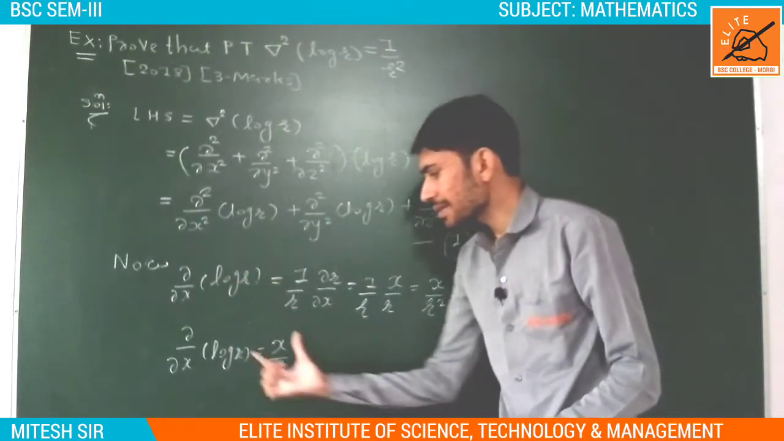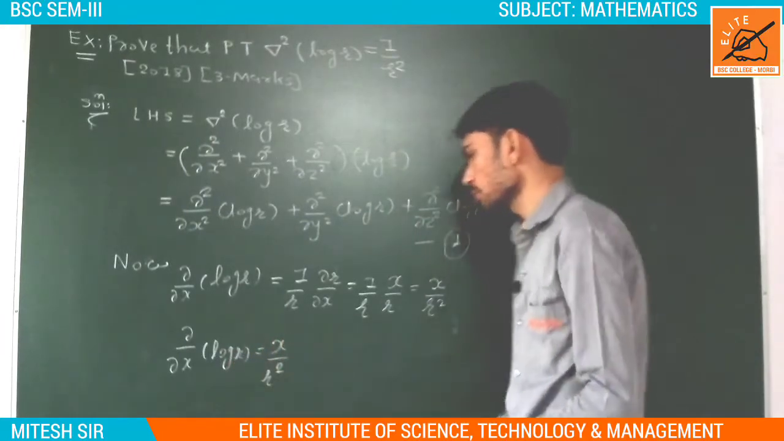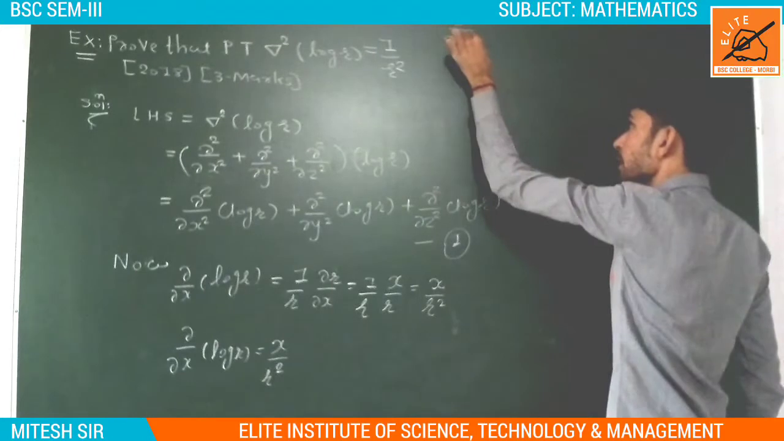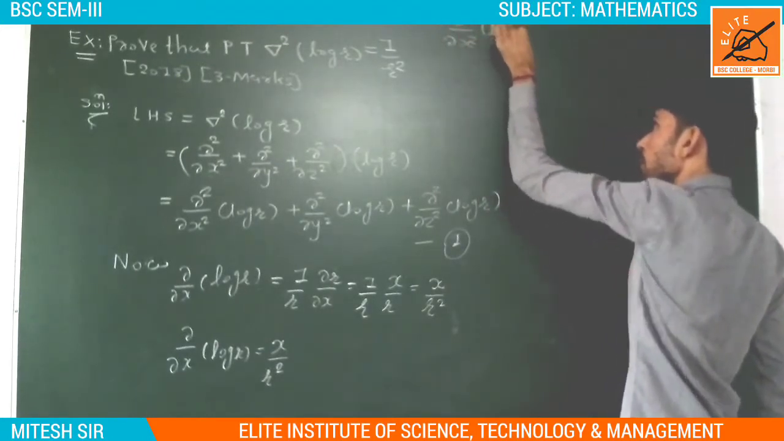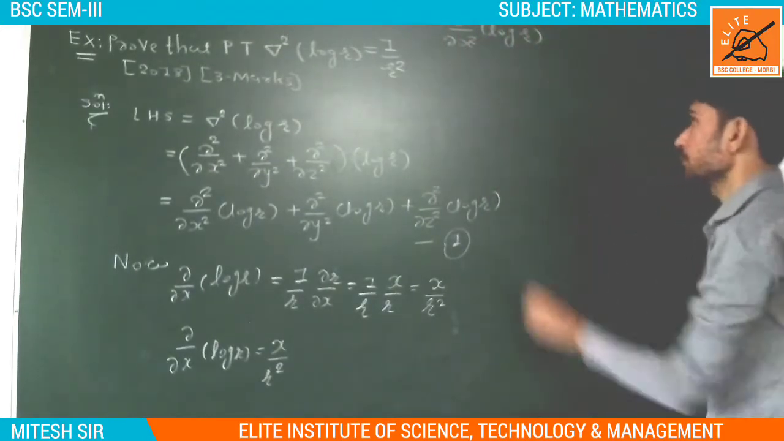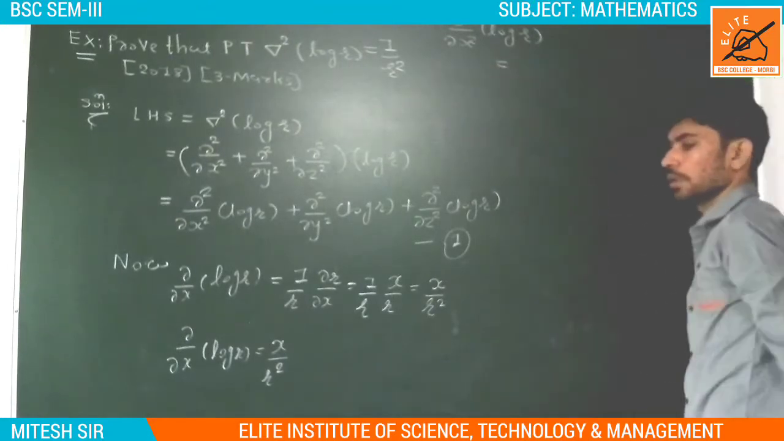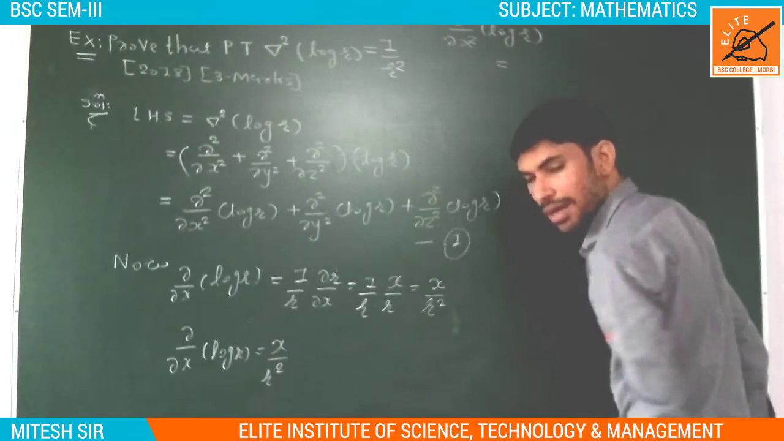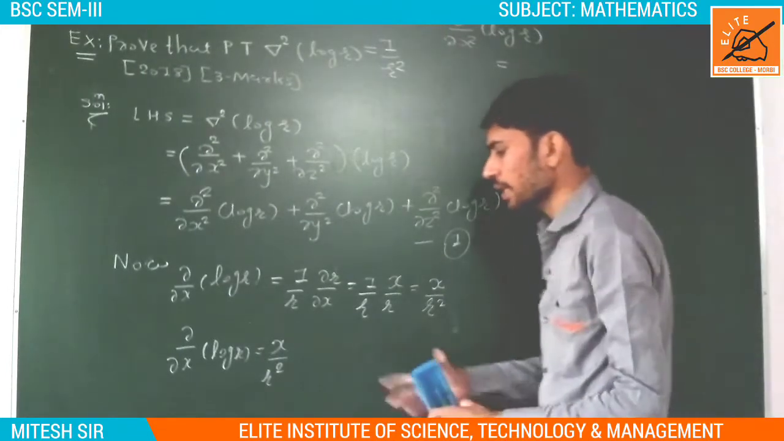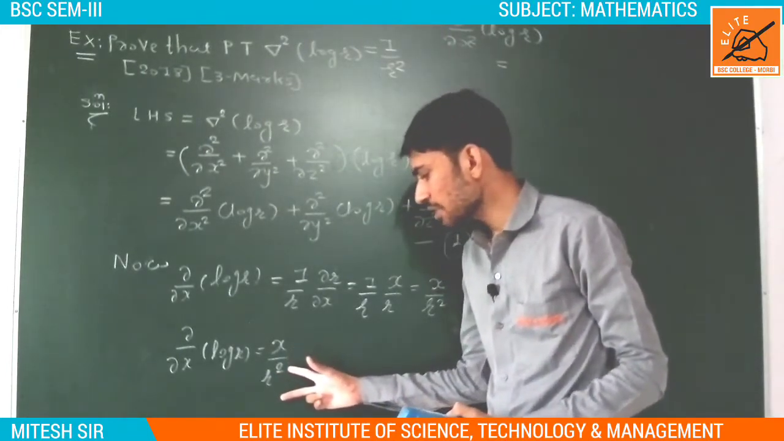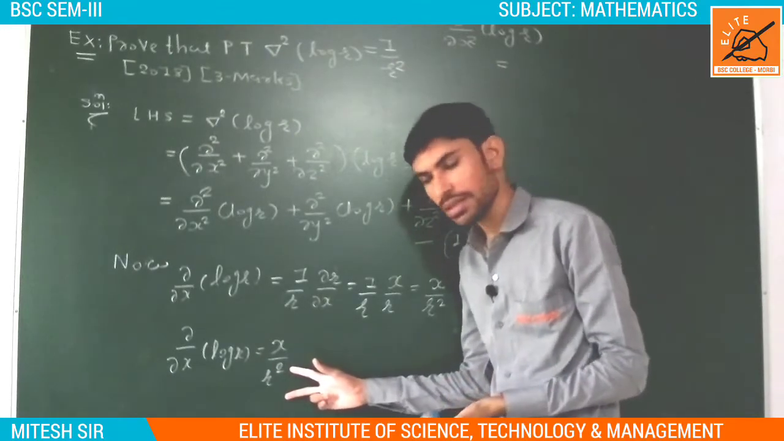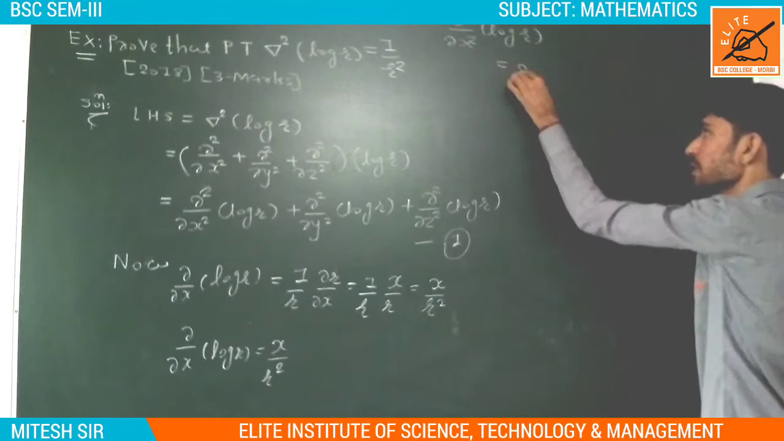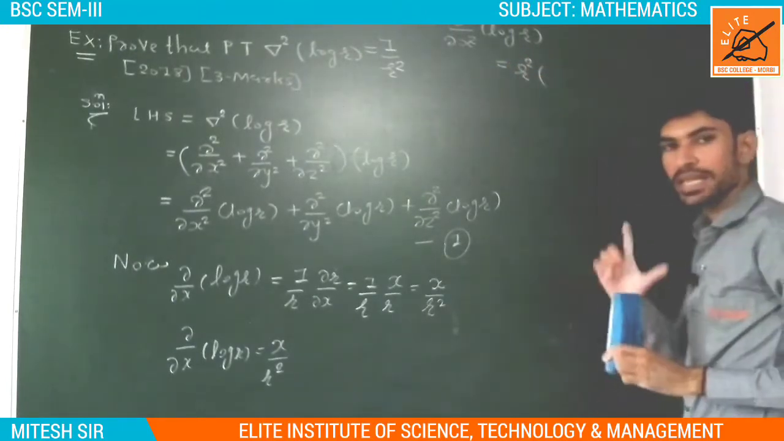Now we find the second order derivative of this. So here we write del square upon del x square of log r. That means our function is x upon r square. So friends, here we apply the division rule, because r square is also a function of x, y, z. So here we apply our division rule. That means the denominator as it is, r square as it is. Here we are doing the partial derivative with respect to x.